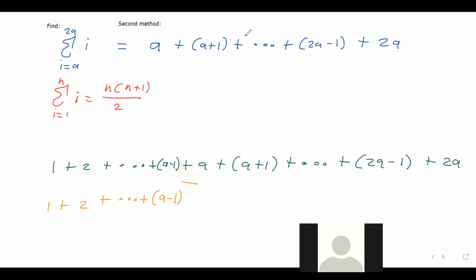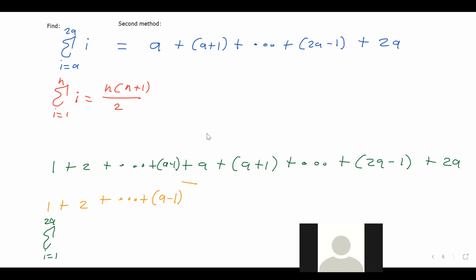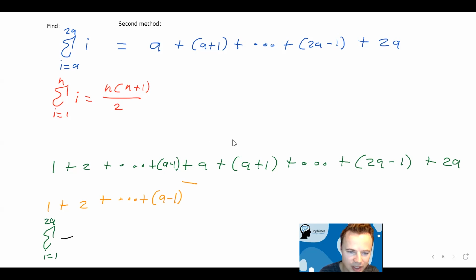Yes. The green summation is i. What's the starting value of the green summation? 1. And what is the ending value of it? To see if you guys still follow me. 2a, right? And then I do minus this orange series here. What's the starting value of the orange series?